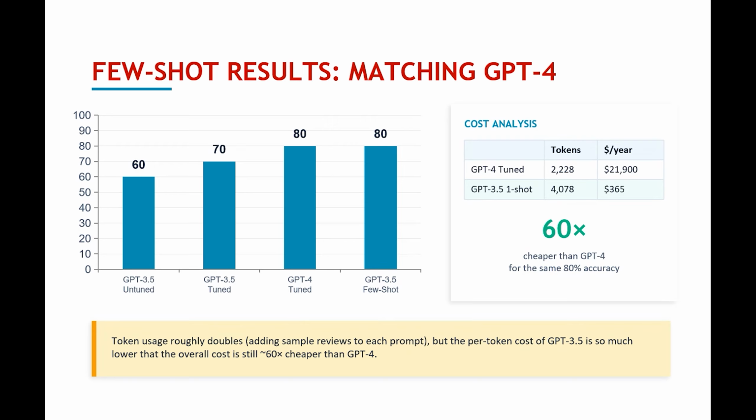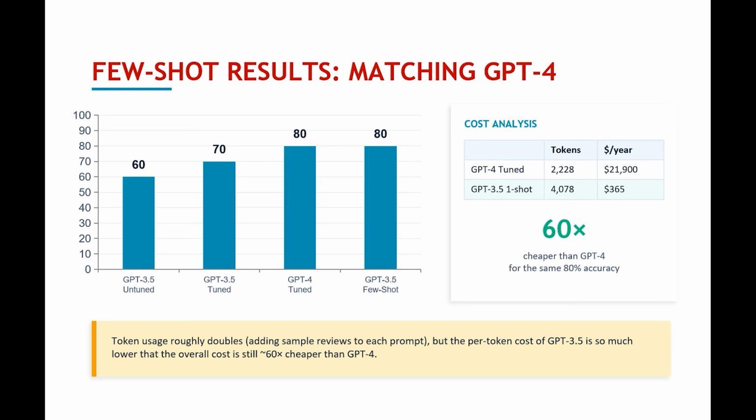And there's the payoff. Adding just one sample review to each GPT 3.5 prompt achieves 80% accuracy, matching GPT-4. So with a better prompt, a smaller and cheaper model reaches the same performance as a much larger model. Now let's look at the cost side. Token usage roughly doubled from 2,228 to 4,078 because we are adding a full sample review to each prompt. So every single request becomes longer.